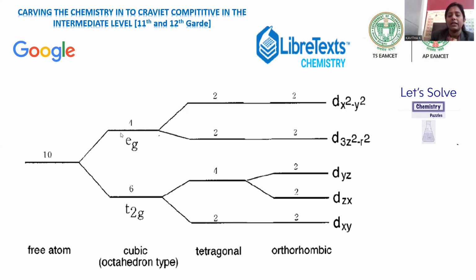This is the way it is clearly depicted. This is the way we can clearly make a partition among them, right? 6 electrons will reside in the T2g orbitals, and Eg orbitals will be accompanied by 4 electrons, meaning 2 orbitals will be there. T2g are 3 orbitals, Eg will be 2 orbitals.